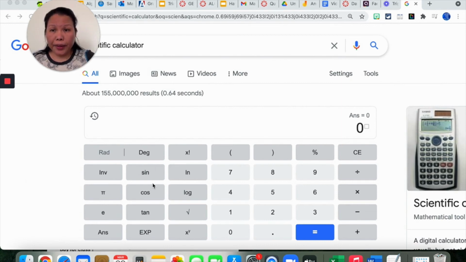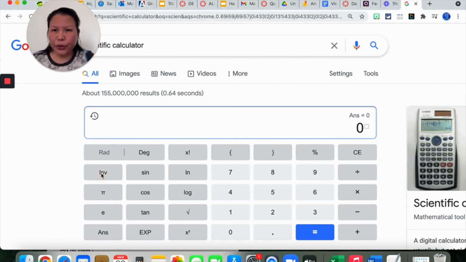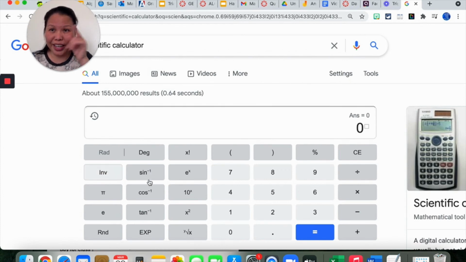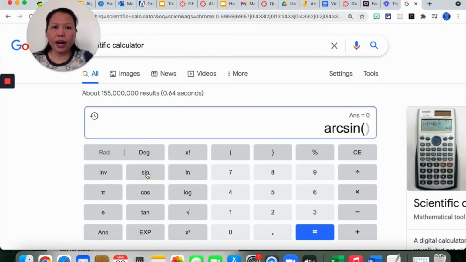On this one online, the first one that I see, I am seeing INV. I think that's the inverse, so let's click on there. Yay! That's where we get the inverse. You see the -1 exponent on these? Make sure it's selected with the degree, arcsine. Okay, that's how it looks for the inverse function.